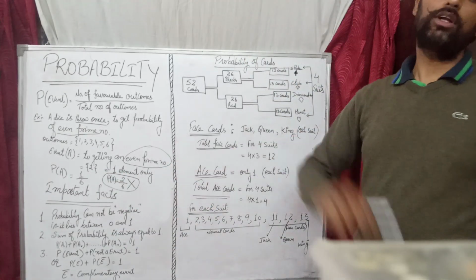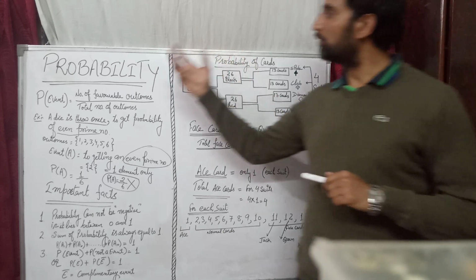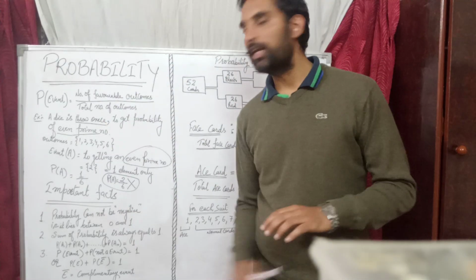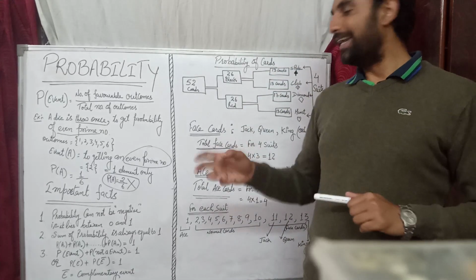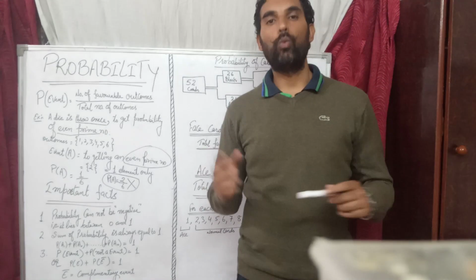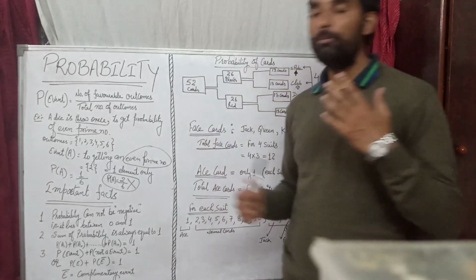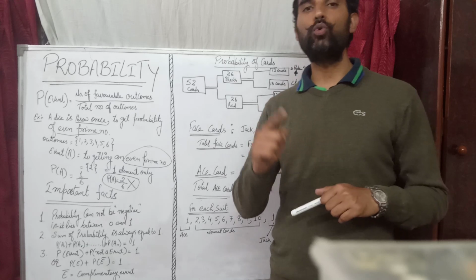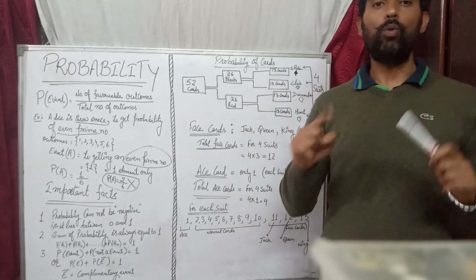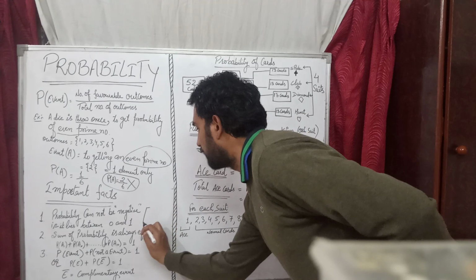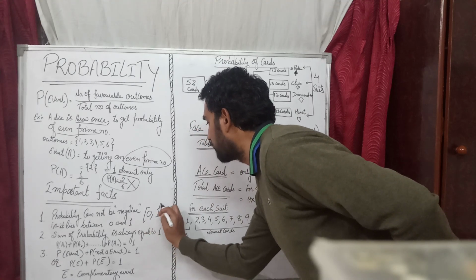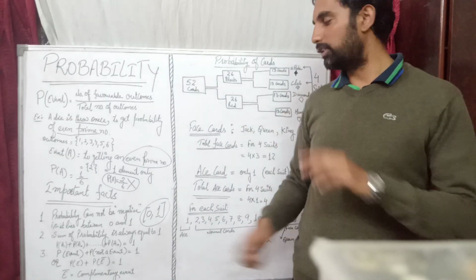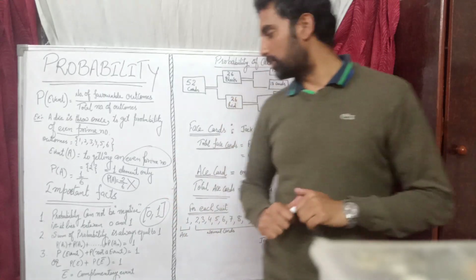After that, the important facts. This is very important to understand the probability. These three facts. First, the probability cannot be negative, and it always lies between 0 and 1. Why is it so? Because this probability function is always mapping to the interval 0 to 1, a closed interval. So this is the definition, that this is the function which maps to the interval 0 to 1. Otherwise, it will not be a probability function.